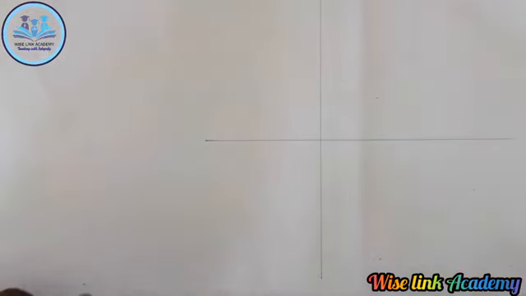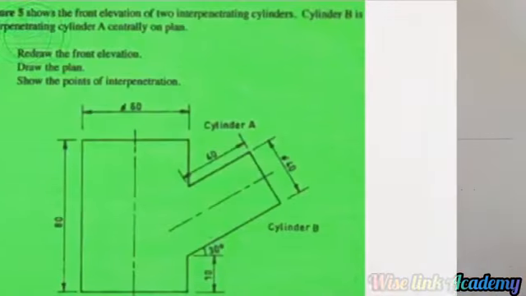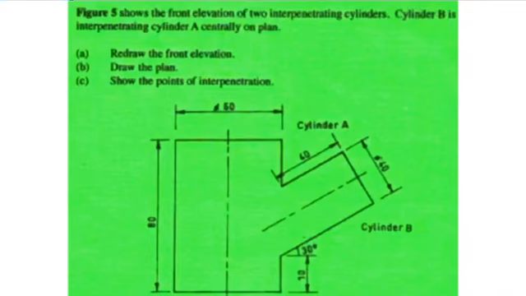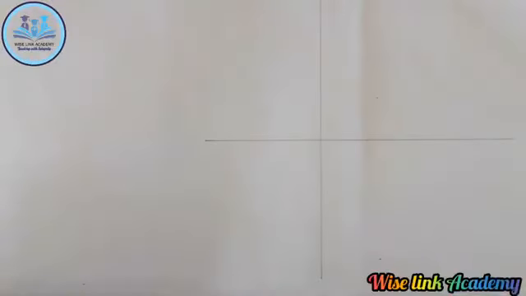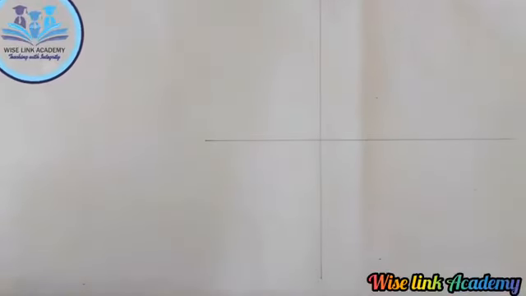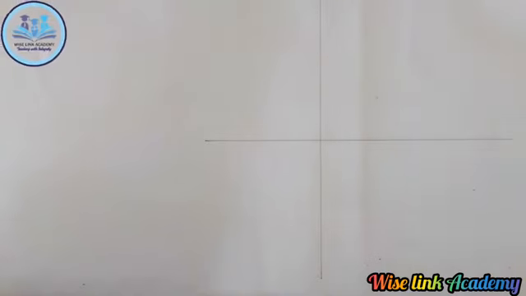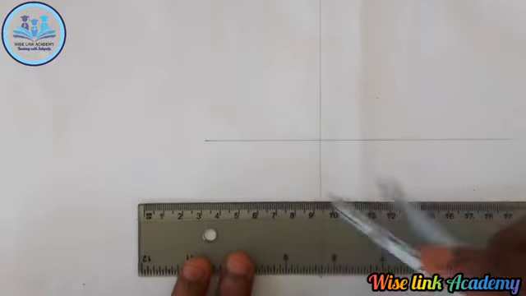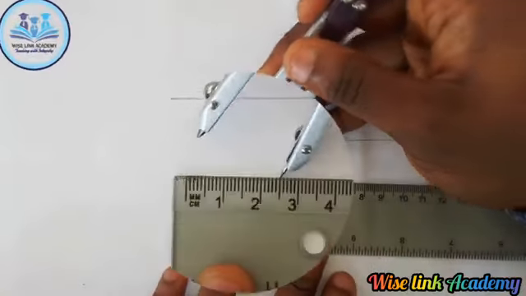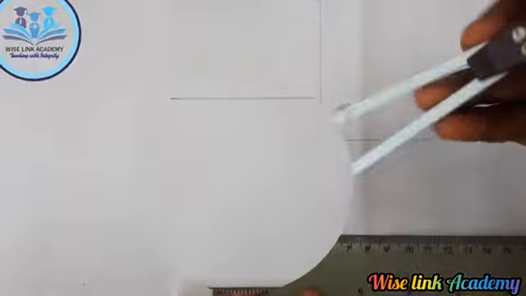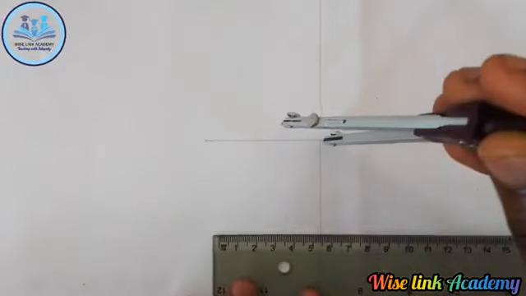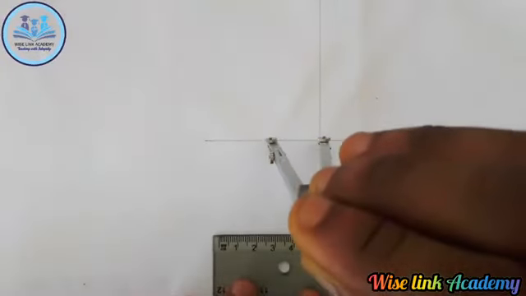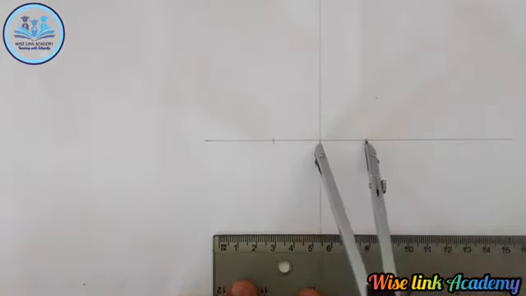As you can see in the right corner of the screen again, the diameter of cylinder A is 50. So coming back to my drawing sheet, if you are given a diameter of 50, you measure half of 50, that's 25. So I'll place it at this point here. Strike an arc here. Strike an arc here.